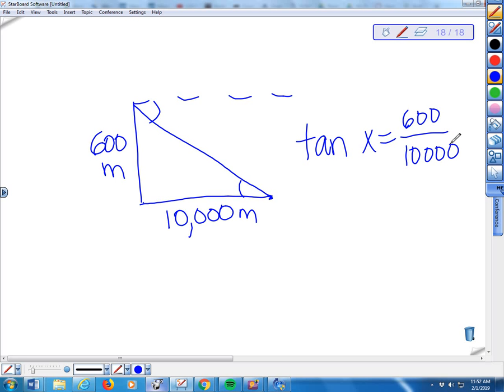If you had done inverse tangent of 600 over 10, you got 89.05, which is what everybody chose.